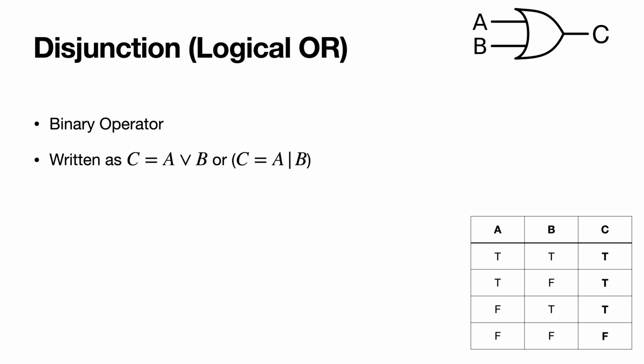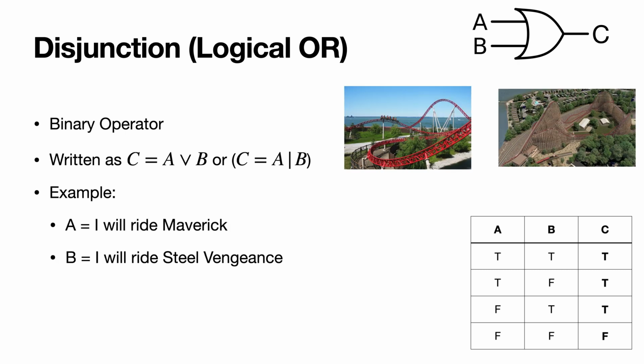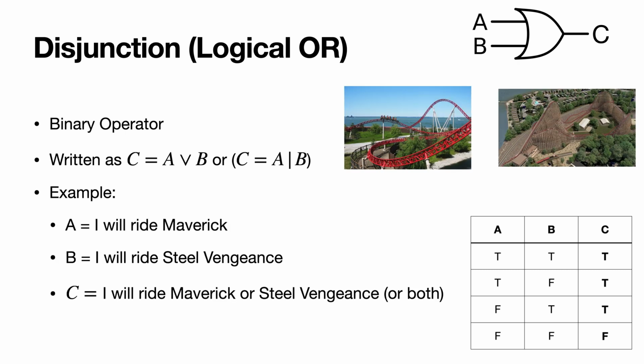So it's not exclusive. For example, let A be the proposition that I will ride Maverick and B be the proposition that I will ride Steel Vengeance. C being A or B is true if I ride either one or both of them. So it's false only when both are false. And as an aside, if you go to Cedar Point, you really should ride both of them.